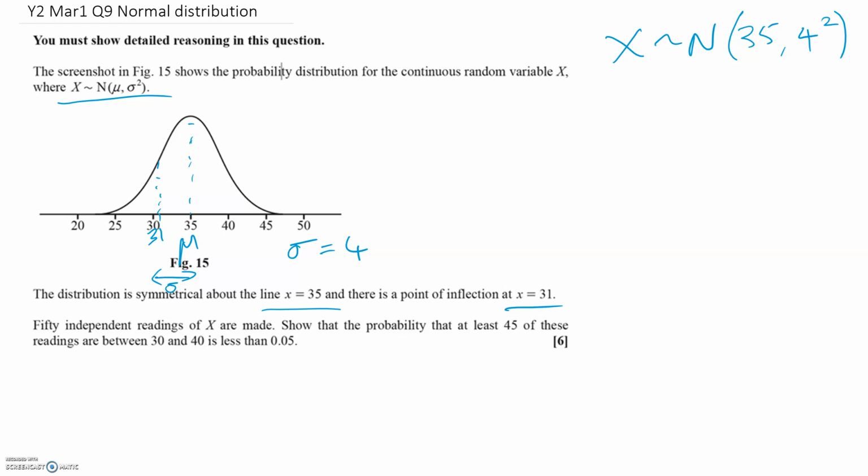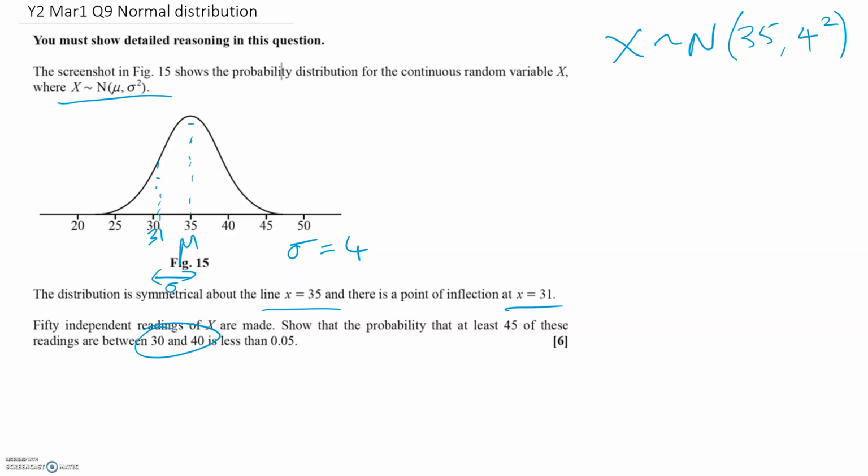Now what we've actually got to do in this question, it says 50 independent readings of x are made. Show the probability that at least 45 of these readings are between 30 and 40 is less than 0.05. So we've got to find the probability of a reading being between 30 and 40 for a start.